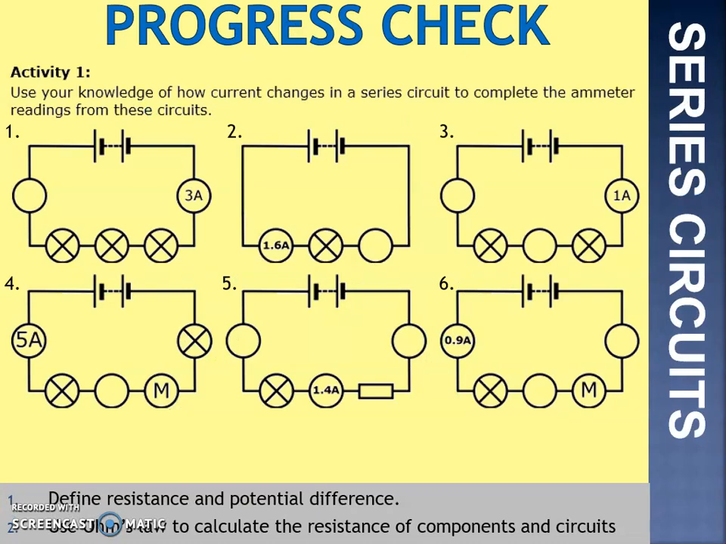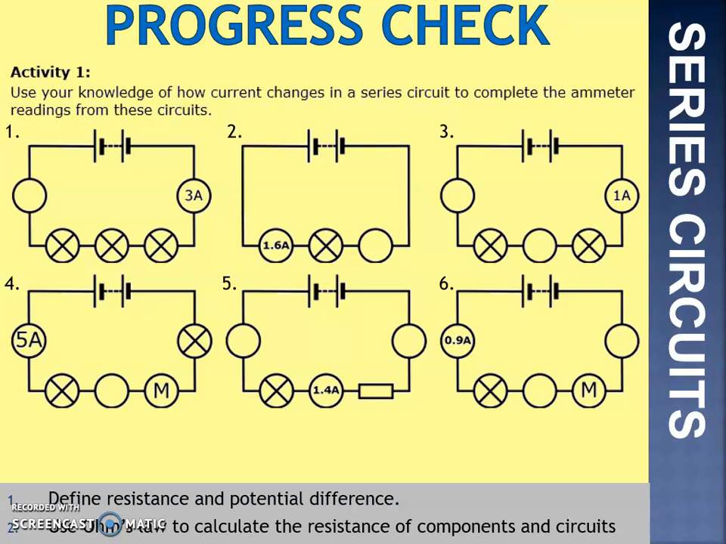So just a bit of a progress check. Use your knowledge of how current changes in a series circuit to complete those readings. Pause the video whilst you put those answers in. Okay, so as it's a series circuit, the current will remain the same around every part of the component. So every part of the circuit will have the same current.